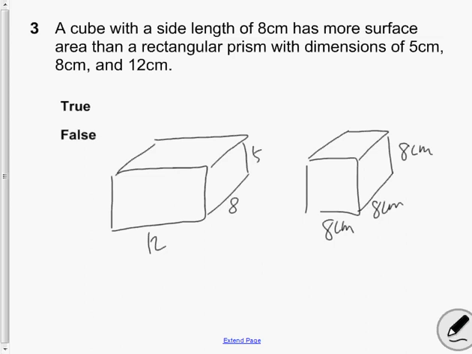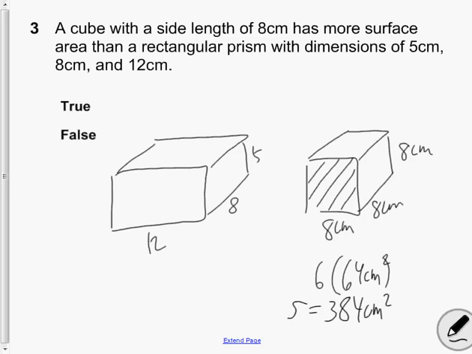Well, the first thing we know is that one face of this particular one has a surface area of 64 centimeters squared. And there are 6 of them, so therefore 6 times 64 is 384 centimeters squared of surface area. Or, if I wanted to use a formula, it would be 6s squared, because one face is s squared and there's 6 of them.